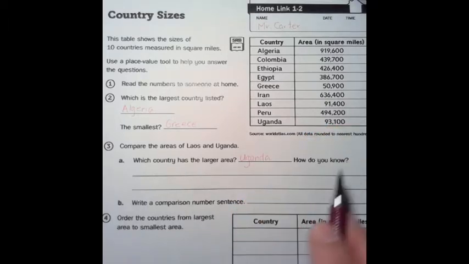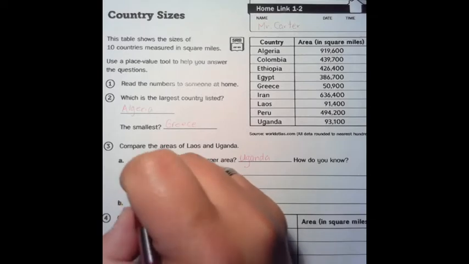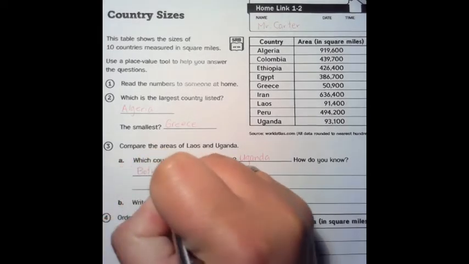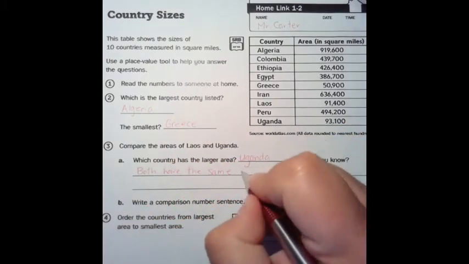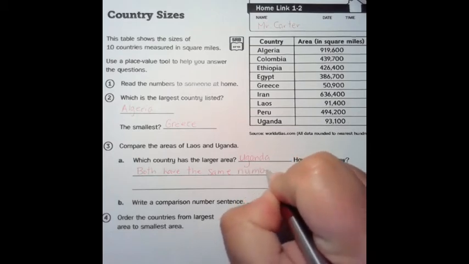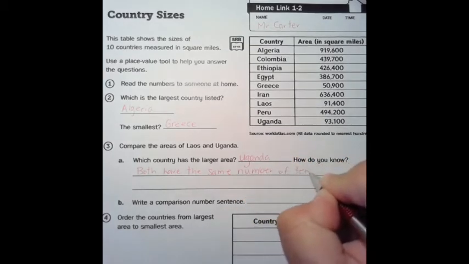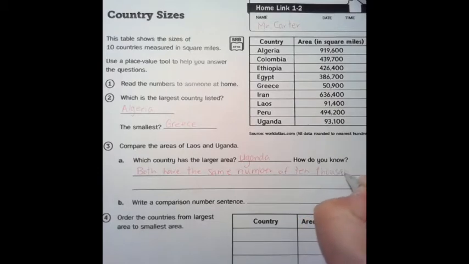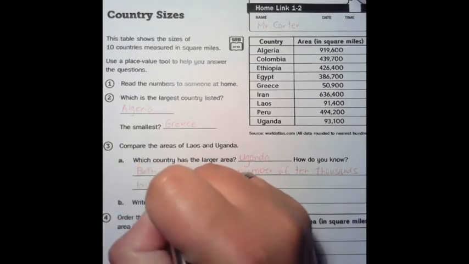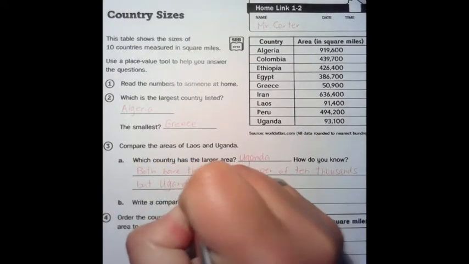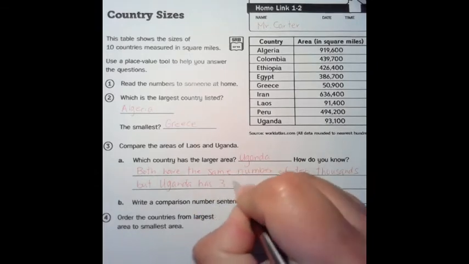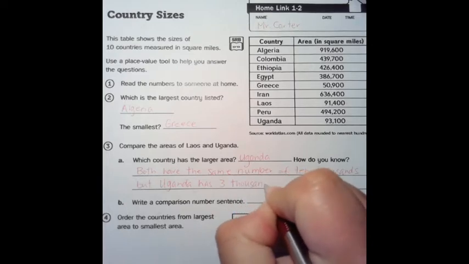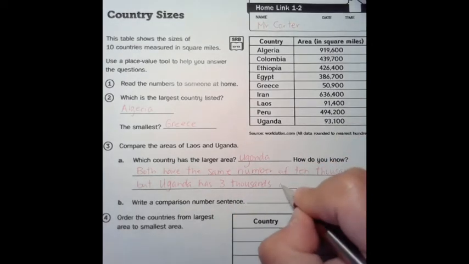And how do I know? Well, the numbers in the 10,000s place were the same. So I'm going to say both have the same number of 10,000s. But Uganda has 3,000s and Laos has only 1,000.